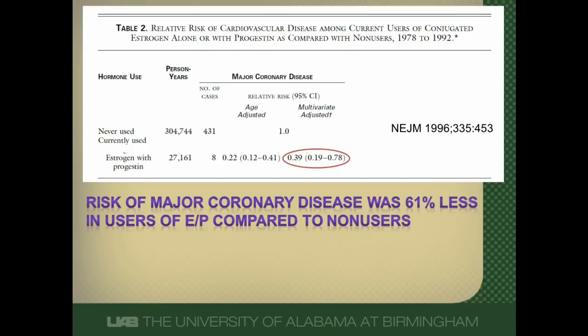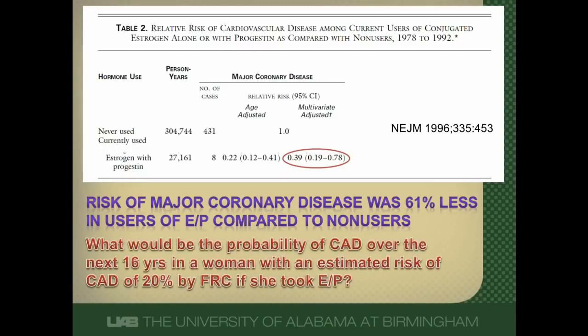So how I interpret it is that the risk of major cardiovascular disease was 61% less in users of estrogen and progesterone compared to non-users. Same formula from before, 1 minus relative risk. But let's say I have a woman sitting in the office who I do a Framingham risk calculator on, and it's determined that she has a 20% chance of having major cardiovascular disease. And I'm trying to decide whether I want to use estrogen and progesterone or not.